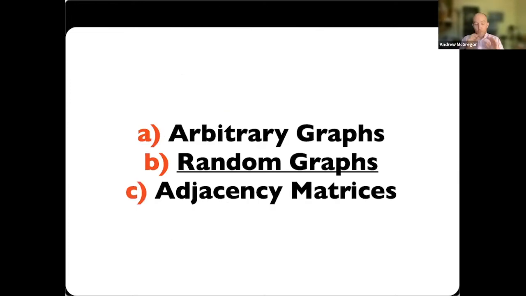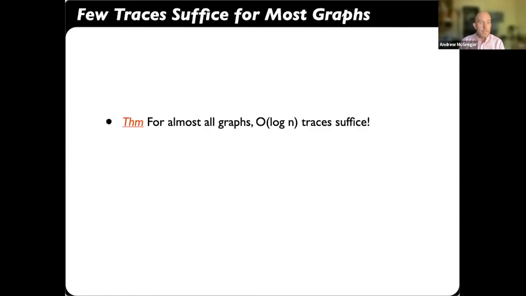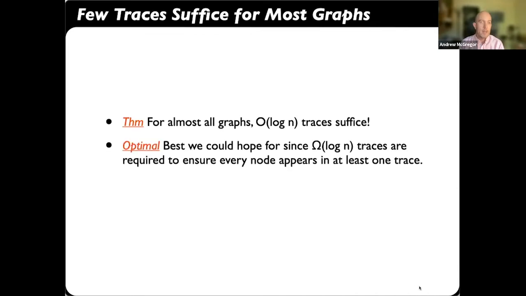Okay, so random graphs, which is where we had somewhat good news. For almost all graphs, order log n traces suffice. And this is optimal, because if every node is deleted with probability a half, you're going to need omega log n traces just to ensure that every node shows up at least once, which is of course a necessary condition if you're ever going to do reconstruction, because you'll need to know what that node was adjacent to.